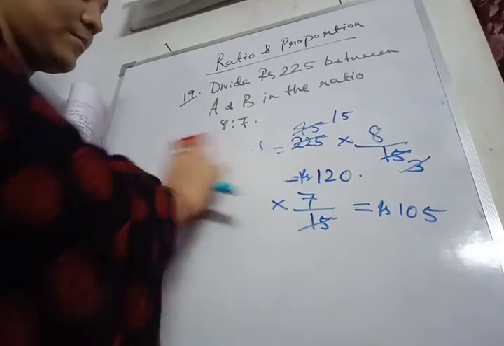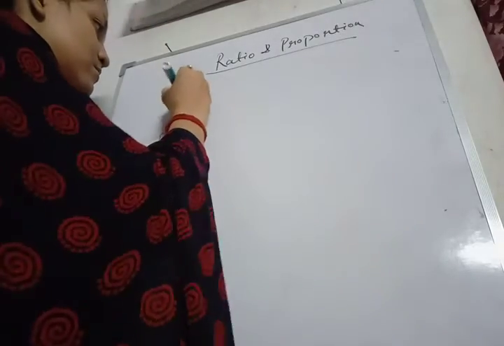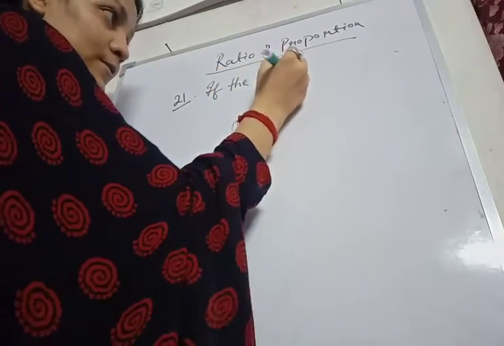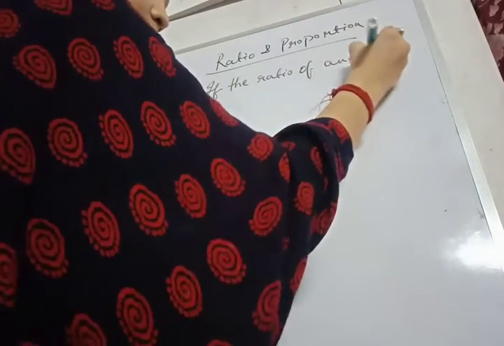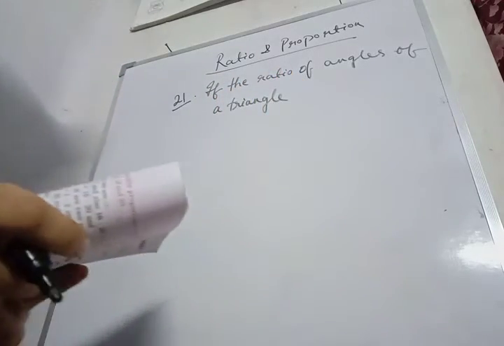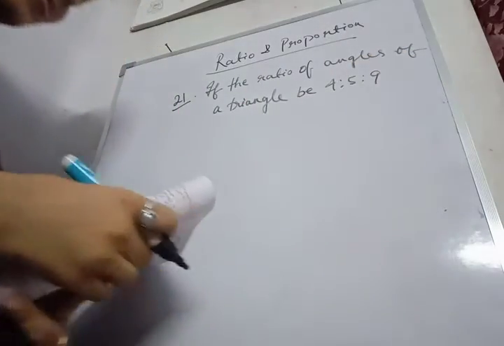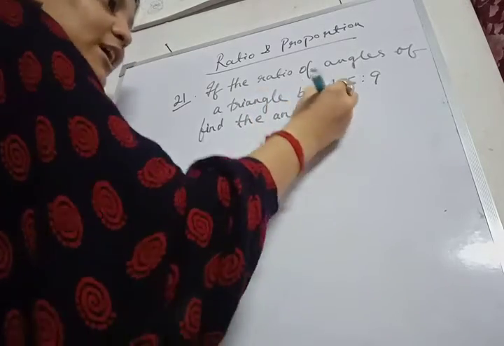Now last sum, number 21. If the ratio of angles of a triangle be 4:5:9, find the angles. Now in a triangle we know there are total 3 angles.